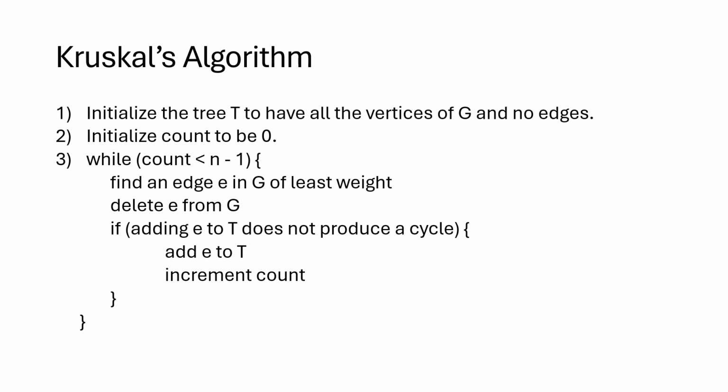And then we go to a loop and repeat the loop for as long as count is less than n minus 1. N is the number of vertices in the graph. What we do is at every iteration, we find an edge in the graph with the lowest weight, and we delete that from the graph, and we look to see if adding that edge to our tree creates a cycle or not. If it does, we just throw that edge away and go to the next iteration. But if it doesn't create a cycle, we add that to the tree. And we repeat this until count becomes equal to n-1, and then we stop.